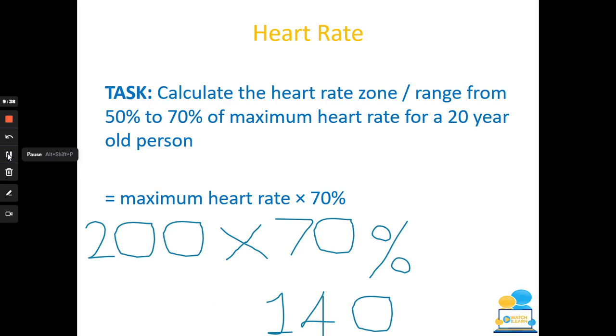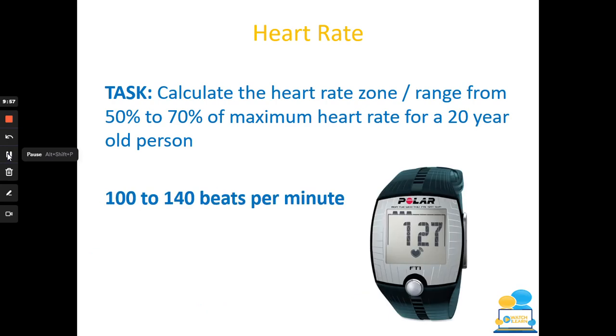So 70% of our maximum heart rate would be our maximum heart rate of 200 times 70%. If we do that on a calculator, you can multiply it by 70%, or you could multiply it by 0.7, and that would give you 140 beats per minute. So the heart rate zone or range from 50 to 70% of maximum heart rate for a 20-year-old person would be 100 to 140 beats per minute. And that would correspond to moderate physical activity.